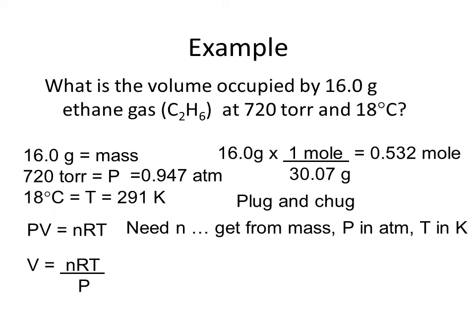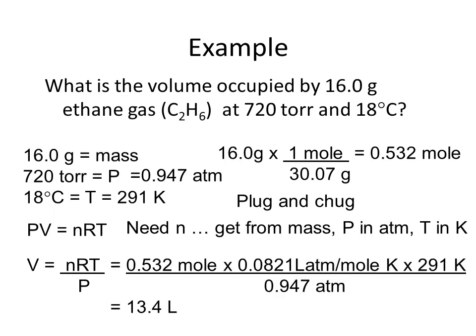Now I'm at a point where I can do a plug and chug. I can plug in each one of my variables and then chug out an answer on my calculator. So I enter in 0.532 mole, 0.0821 liter atmosphere over mole Kelvin, times 291 Kelvin, and divided by 0.947 atmospheres. This is equal to 13.4 liters.